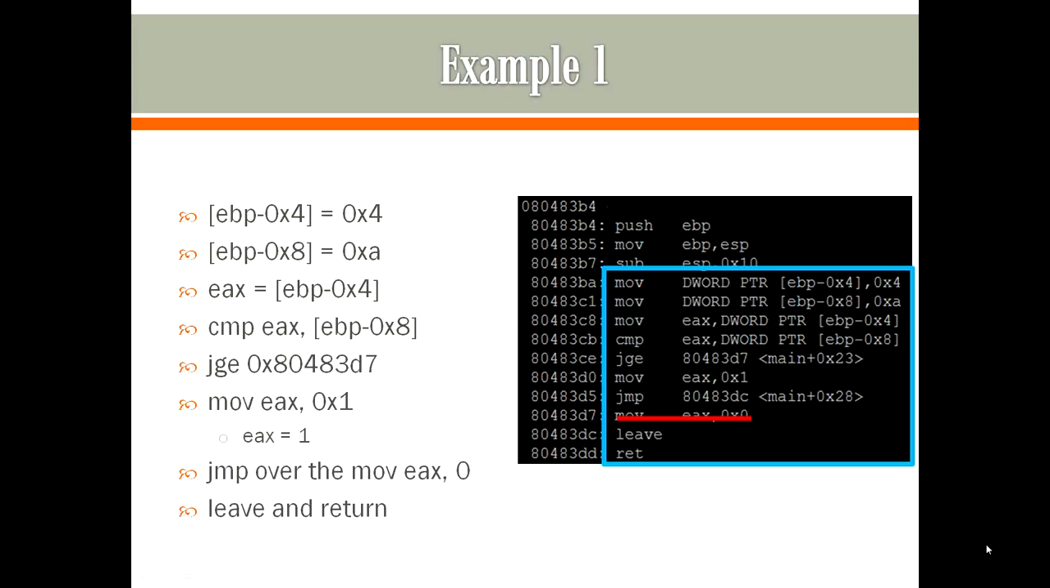The next instruction we execute is moving to EAX the value of 1. Then we execute an unconditional jump to 80483DC. This means we're jumping over the move instruction to the leave instruction. Then we return from the function. Right now, we're focused on the instructions we've covered, so at this time, don't worry about what the leave and return instructions do.